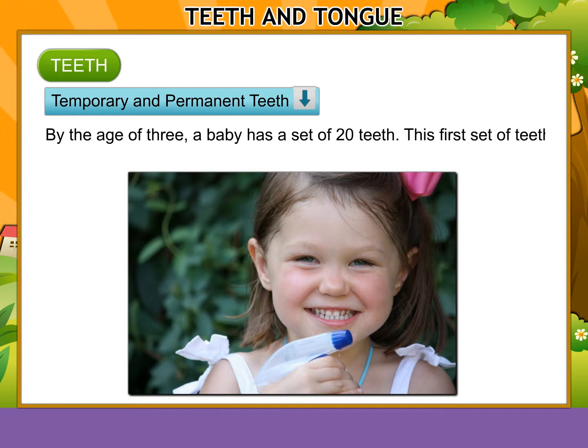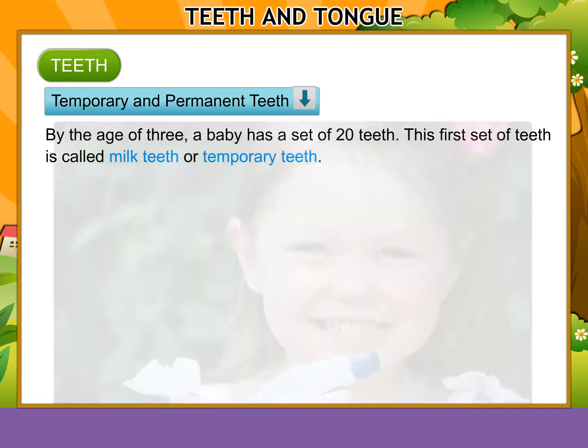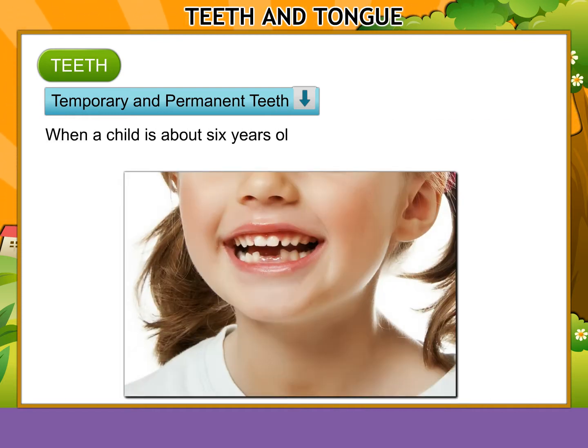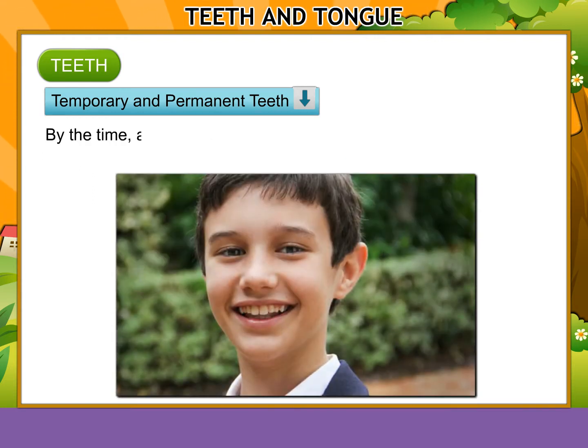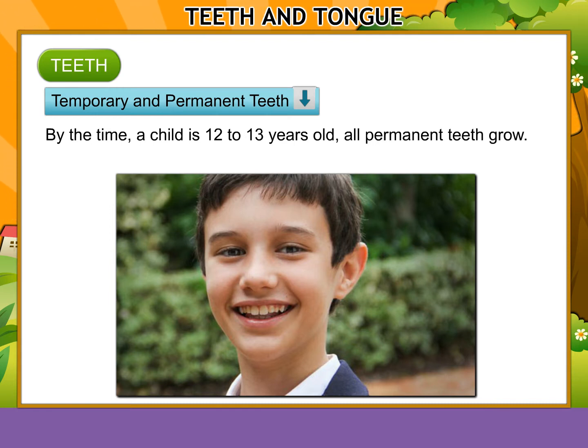This first set of teeth is called milk teeth or temporary teeth. When a child is about 6 years old, it starts losing these milk teeth. They are replaced by a new set of teeth called permanent teeth. By the time a child is 12 to 13 years old, all permanent teeth grow.